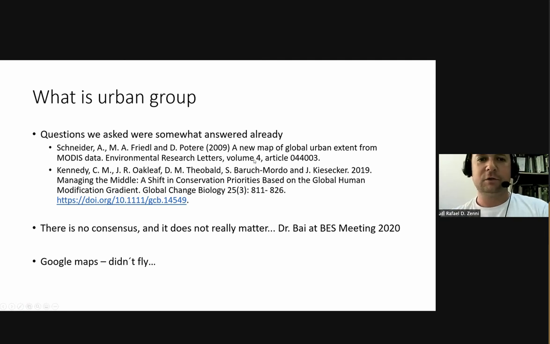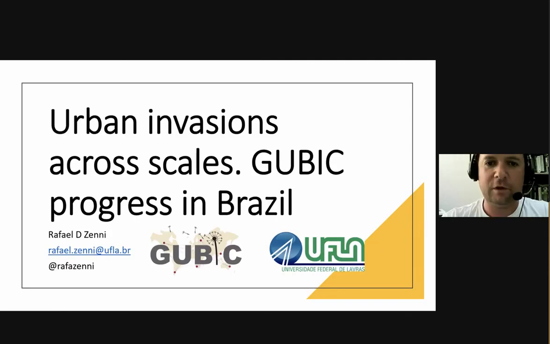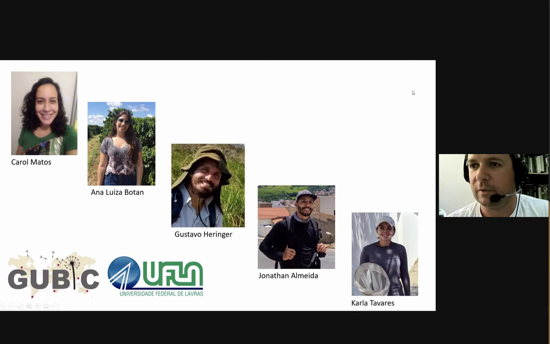So what I'm going to talk to you instead is about the work that we have been doing on urban invasions here in Brazil. Mostly the work is being done by my lab and these folks here: Carol, whom you heard from a couple talks ago, Ana Luisa, Gustavo Eringer, Jonathan Almeida, and Carla Tavares. Gustavo is a postdoc in the lab, and Carla and Carol are PhD students. Jonathan is a master's student, and Ana Luisa Botan is an intern in the lab, what we call here in Brazil scientific initiation or something of that sort.